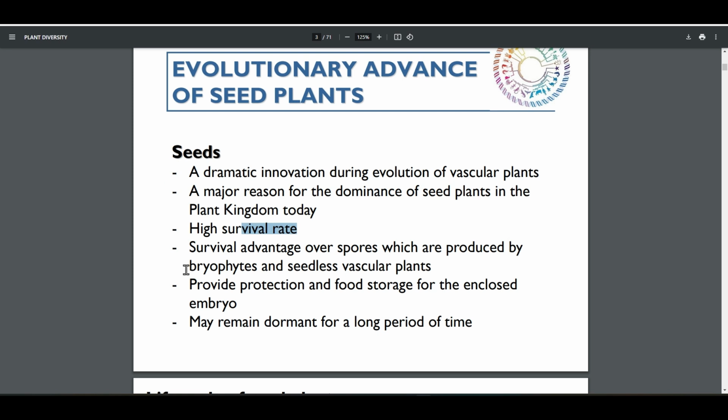So, the seed will provide protection like the seed coat and food storage for the enclosed embryo. So that means the embryo will be protected as well as it will have food reserve when it germinates. So it does not need to worry about not having food when it starts growing. And if the conditions are not optimal, it can remain dormant for a long period of time until things get better and it will germinate and grow.